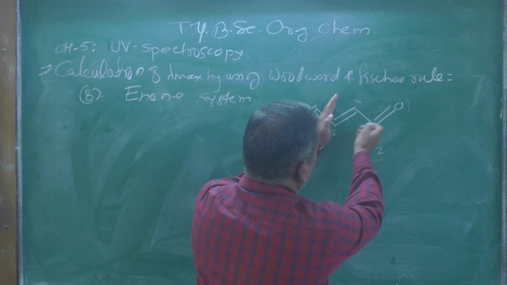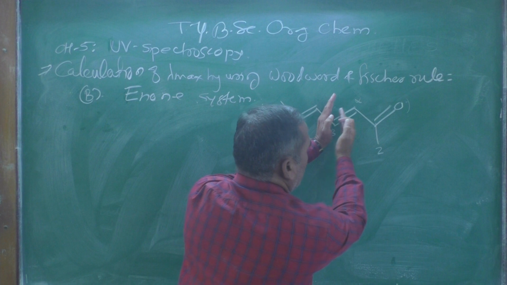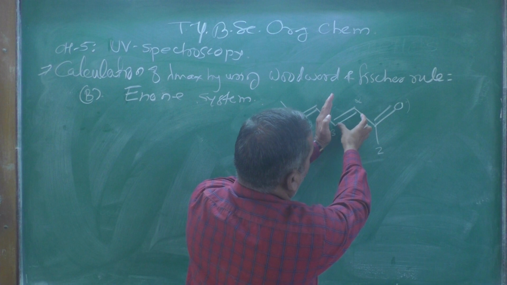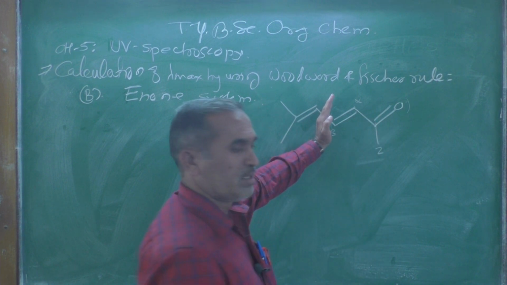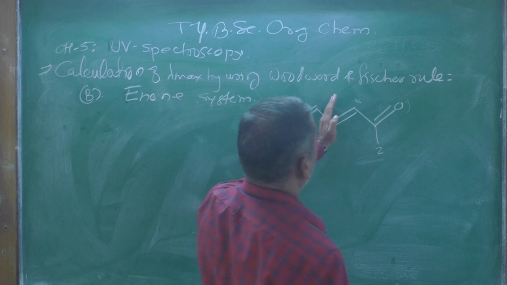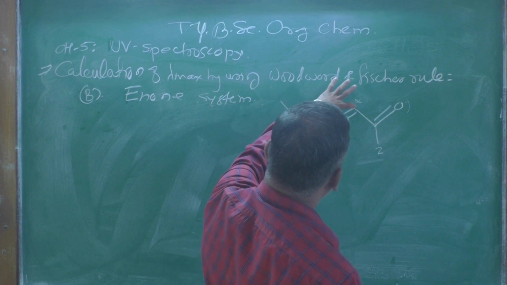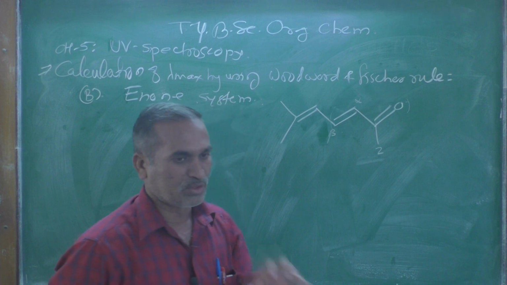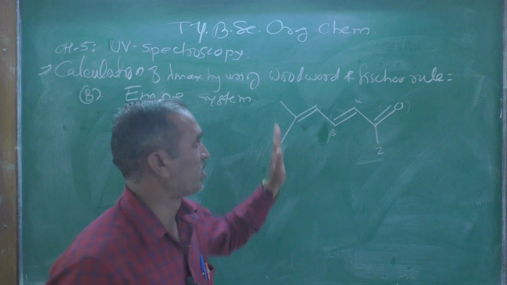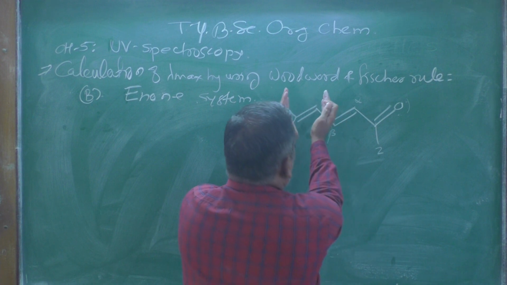Remember, look at this structure carefully. Only this part of the compound: carbon-carbon double bond, single bond, and the carbonyl group. Such a kind of system is known as an enone system. Understood? Now look at carbon-carbon double bond and double bond. Most of the students get confused here between the diene system and the enone system. No, don't consider that. This part is the enone system, and this is the extra double bond present here.